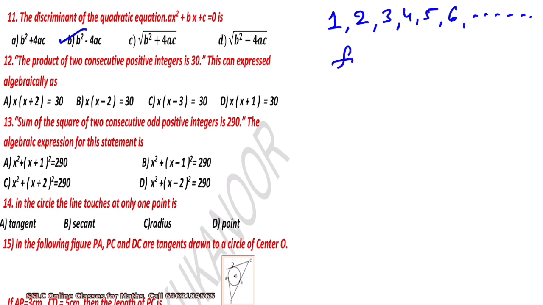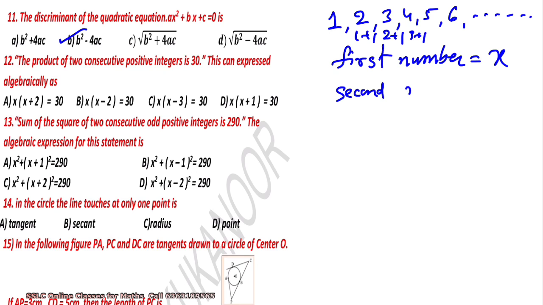So if I take first number, here it is given two numbers. So if I take first number as x, second number is going to be, 2 is what? 1 plus 1, 3 is 2 plus 1, 4 is 3 plus 1, right? So the second number is x plus 1. Right? Now the statement is here, the product of two consecutive positive integers.